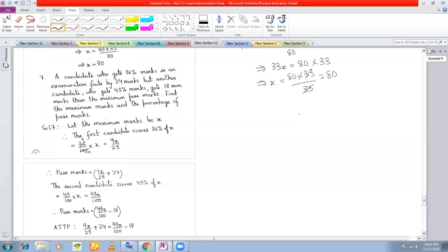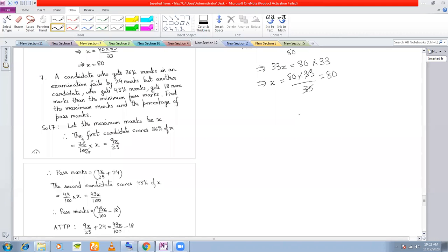Okay, 40% may not be the pass mark. In certain other boards, the pass mark may be 50% also. So don't have this in your mind that 40% is the pass mark. Just see what is stated here. The candidate gets 36% marks. 36% of what? 36% of the total marks, right? He gets, but he fails by 24 marks. So whatever was the pass mark, he fails by 24 marks.